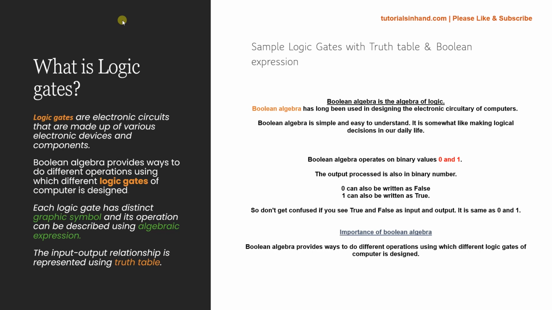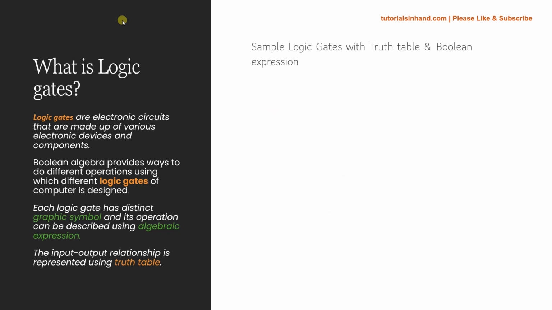Now we will deal with Boolean algebra in a separate video tutorial, but in short, let's understand what is Boolean algebra. Boolean algebra is actually algebra of logic, and it has long been used in designing the electronic circuitry of computers. Boolean algebra generally operates using the binary values 0 and 1, where 0 represents low voltage and 1 represents high voltage. 0 is alternatively written as false and 1 is sometimes written as true. So let's move ahead to the logic gates again.